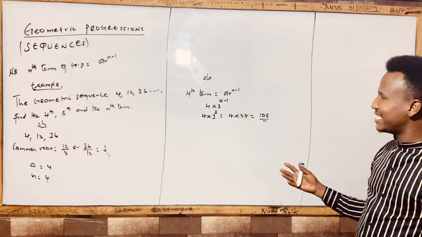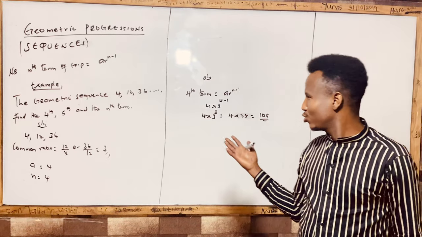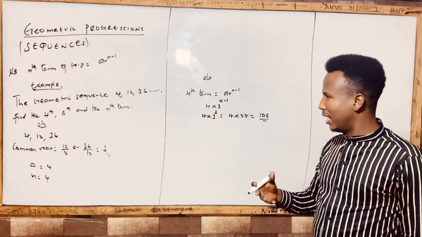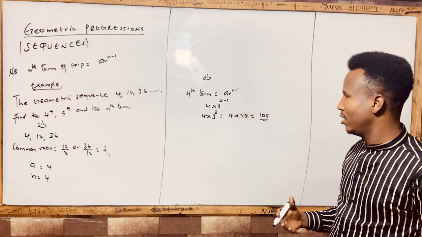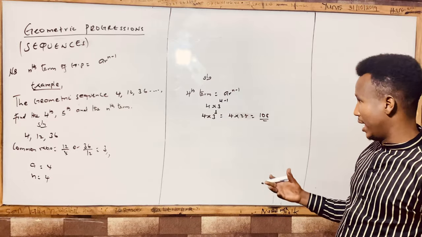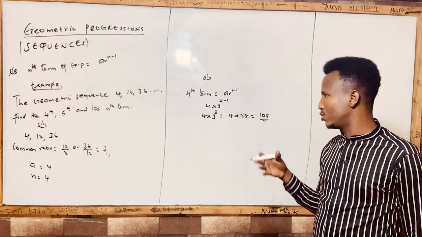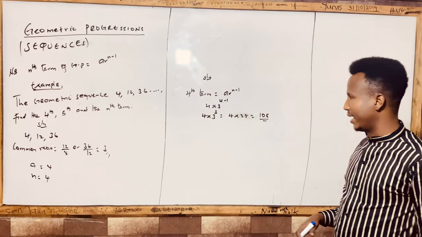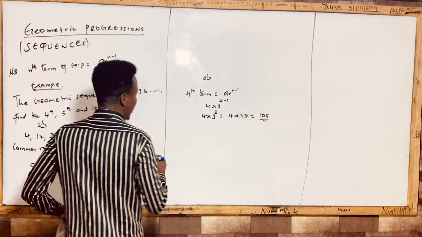But in KCSE or a normal exam, you cannot solve such a question in such a manner. What you can do is use the principle which says if you have a, r, and n, you can get the nth term by using the formula a r power n less 1. Just understand that. Then let's go ahead and see the fifth term again.